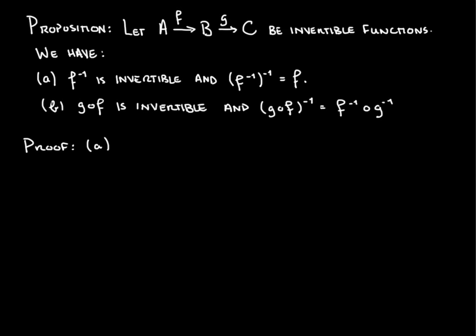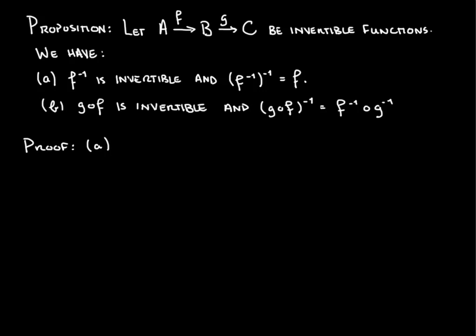In this video, we're going to go over a little proposition of two statements, A and B, so make sure to look at the timestamps if you want to skip anything. So we have two functions, f and g, which are invertible. So this proposition only works if your given functions are invertible.